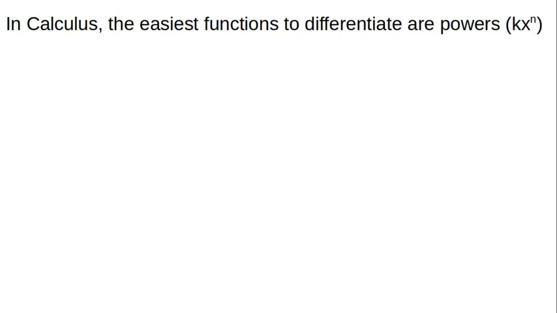So in calculus, the easiest functions to differentiate, and differentiate just means to find the derivative of. Okay, so that's your verb for finding the derivative of, to differentiate, are power functions. Now, a power function is always written in the form of a constant times x to a power. Okay, and this constant could be any number. It could be a radical, it could be positive, it could be negative, it could be a fraction, and same thing with n. It could be any number. Positive, negative, zero, fraction, radical, all right, as long as it's a constant. And then your base would be x.